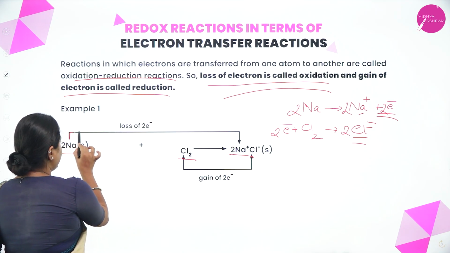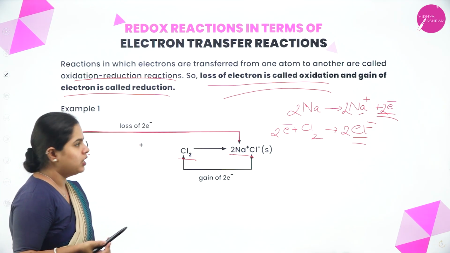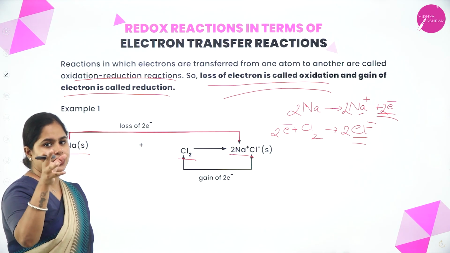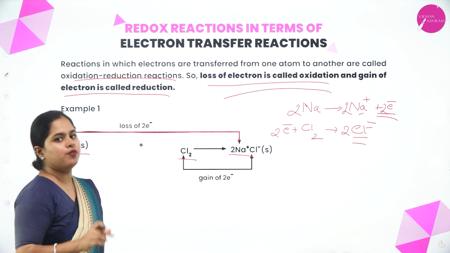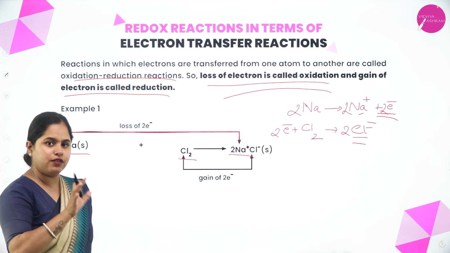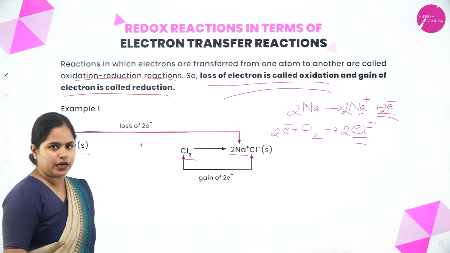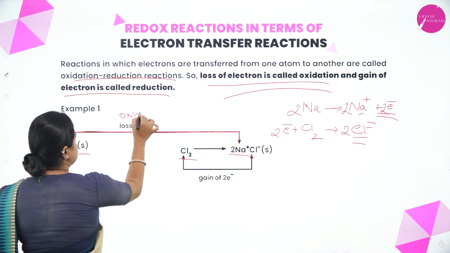As you can see, sodium loses its 2 electrons and forms 2 Na plus. So that is what is shown here. This is how you have to represent reduction and oxidation in the same reaction. So you can draw a line like this and show which is undergoing oxidation and which is undergoing reduction. So in here, sodium is losing 2 of its electrons. So what reaction is happening here? Oxidation is taking place, right?